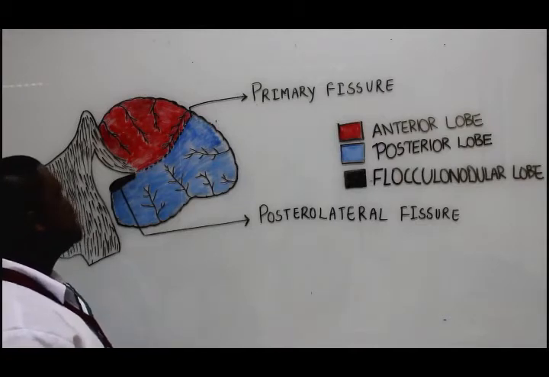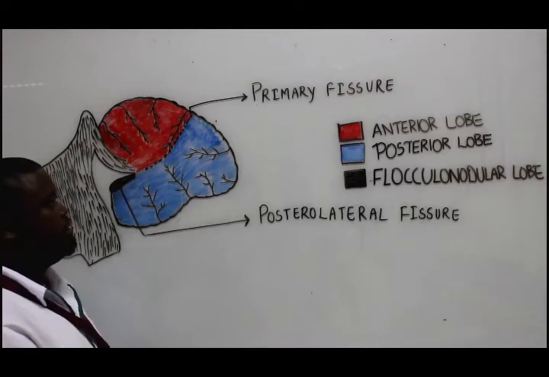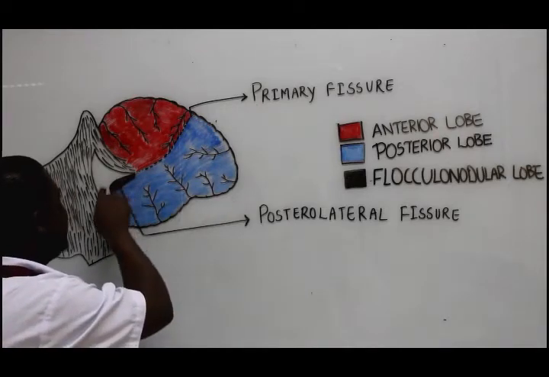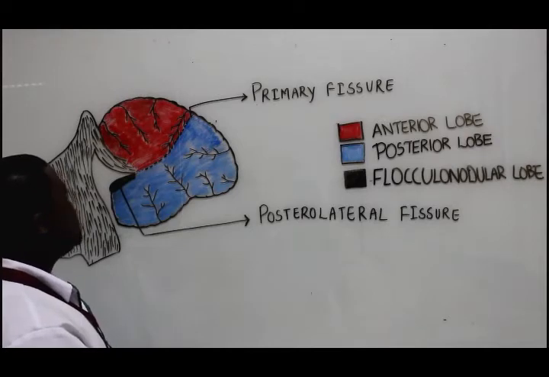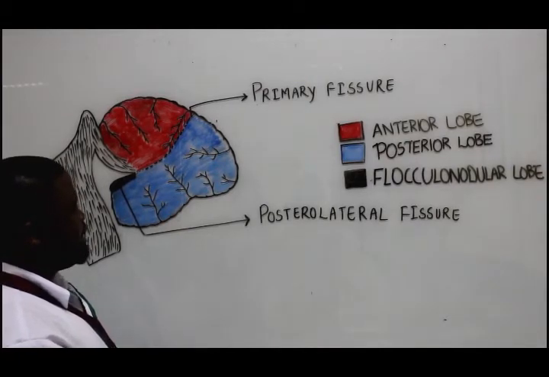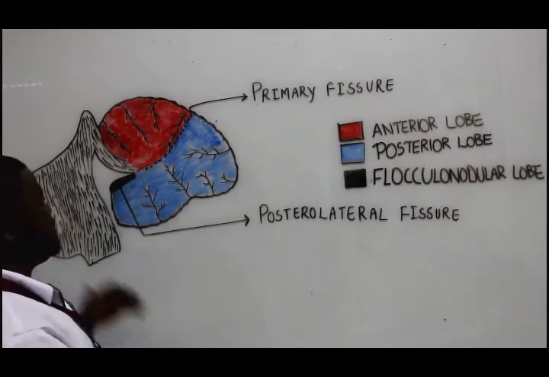We have the anterior lobe, which is indicated by the red color. And then we have the posterior lobe, which is indicated by the blue color. And then the flocculonodular lobe, which is indicated by the black tip right here. These are the main lobes the primary and posterolateral fissures divide. And as you can see, this one is the brainstem.